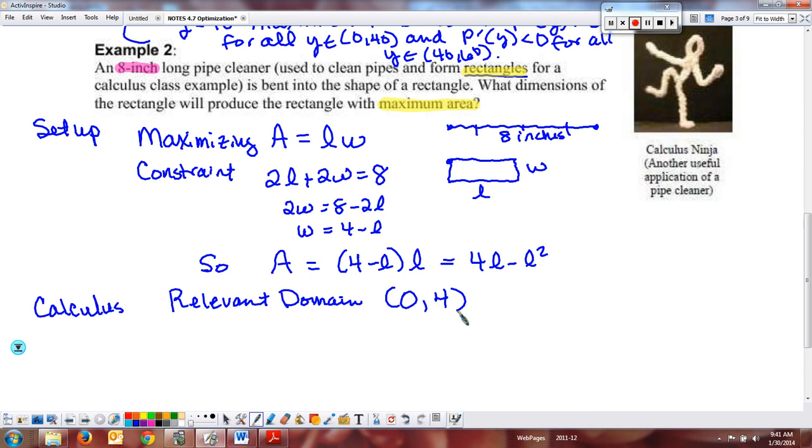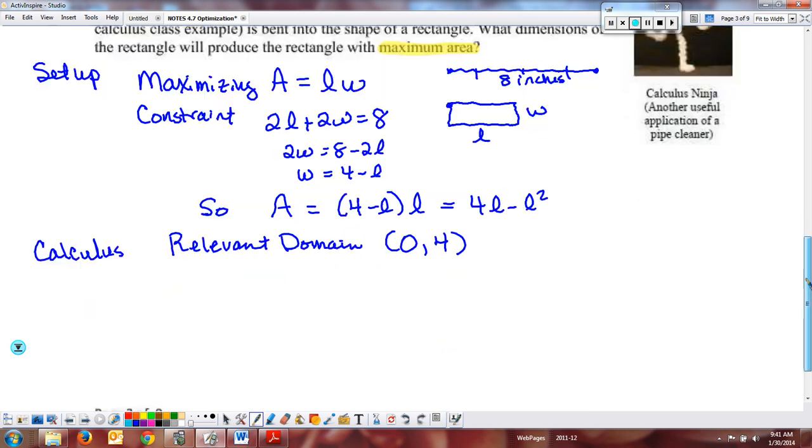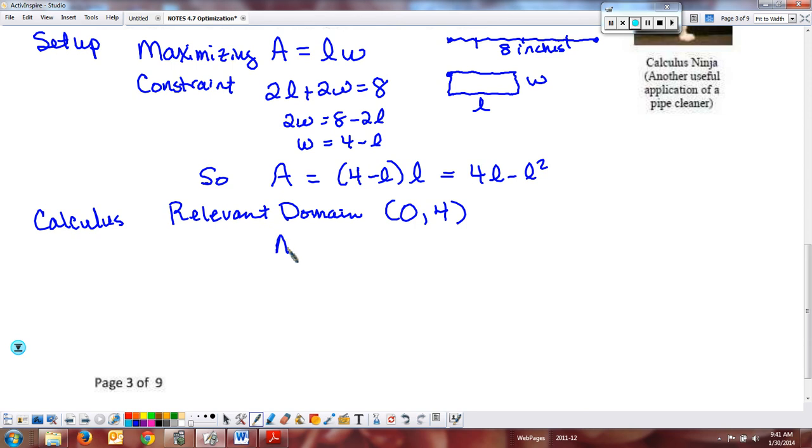I would also say, notice it's open, so we can't use the EVT. So we want to do a modified first derivative or a modified second derivative test. I'm actually going to do the modified second derivative test this time just to show you what the difference is. But either way, you start the same way. We find our derivative. Our first derivative is going to be 4 minus 2L, and since I'm planning ahead, I'm going to use the modified second derivative test.